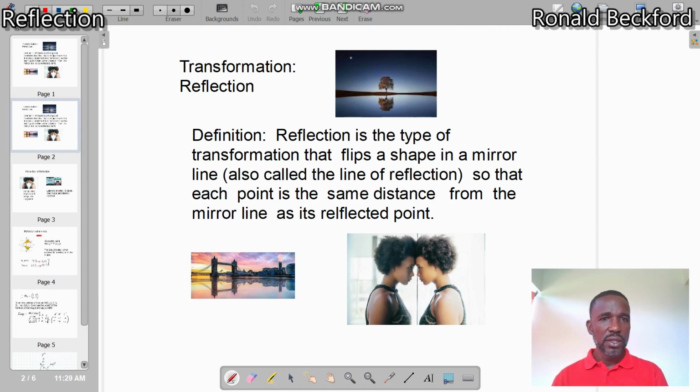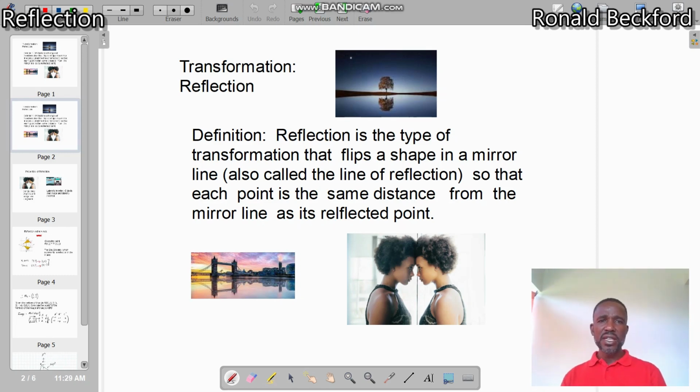In today's video, we'll be looking at a transformation, and the transformation that we'll be looking at is reflection. And the specific reflection that we will be looking at is a reflection in the x-axis. But before we do that, let us dive into the definition of what a reflection is.